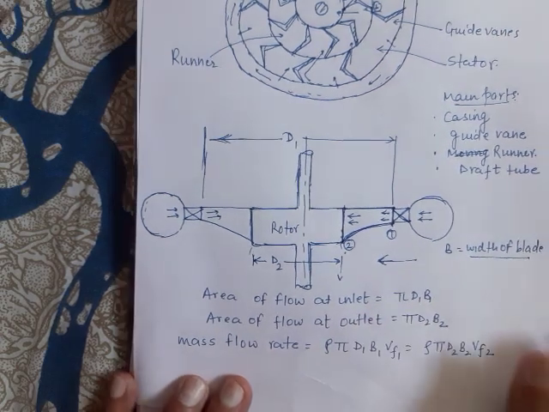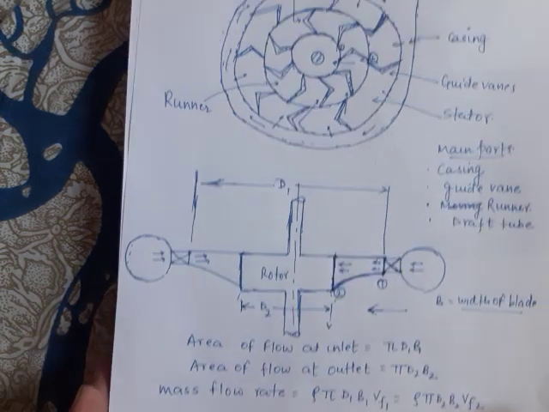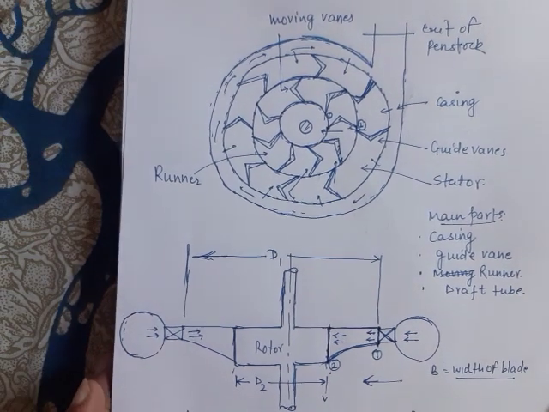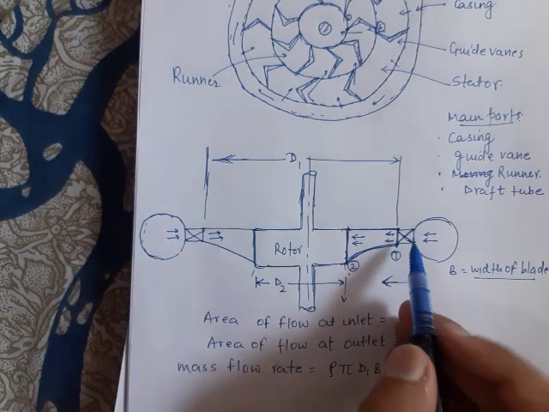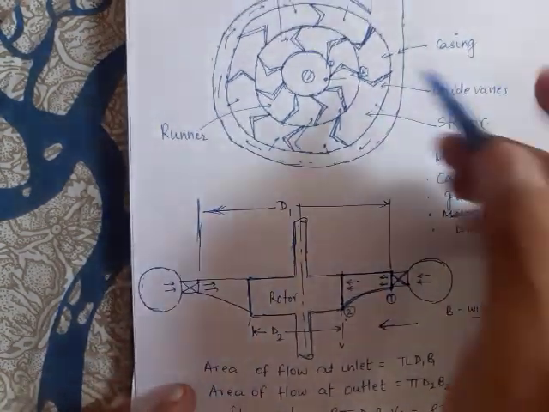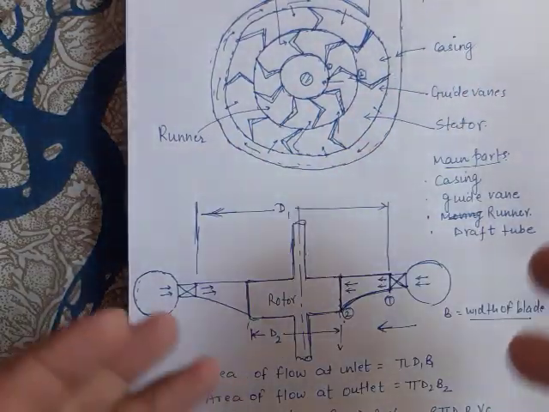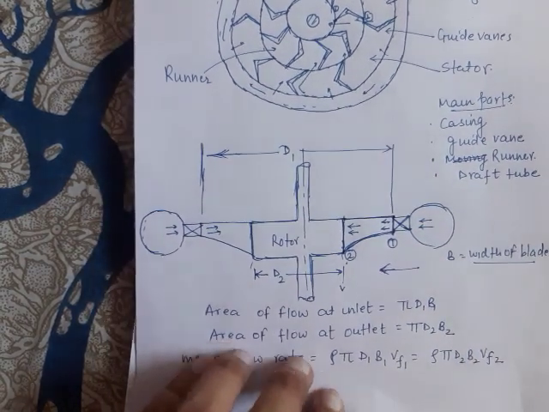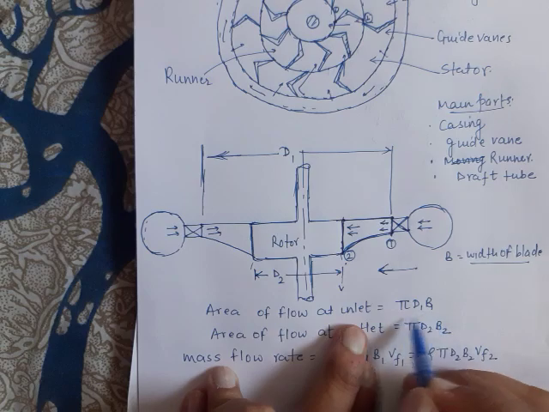Now I think you are comfortable with the basic components of a reaction turbine. Now we have to note an important point, which is very important from the numerical point of view. Since there is all-round admission of water circumferentially, from all directions, if you are going to calculate the area of flow at the inlet, the area of flow at inlet will be pi d1 b1.